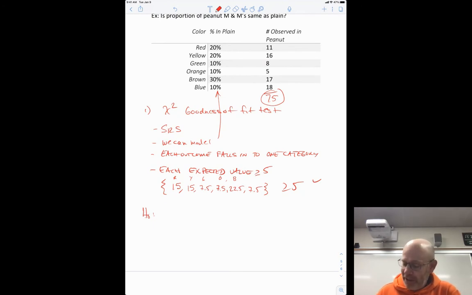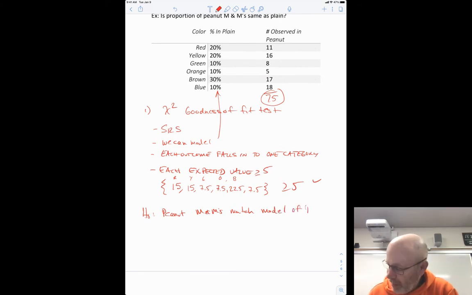My null hypothesis would be something like peanut M&Ms match model of plain. You could say it that way. You could also just say, because I know other problems will just have our percents or our model that we think. So we could say, or the model is 15.